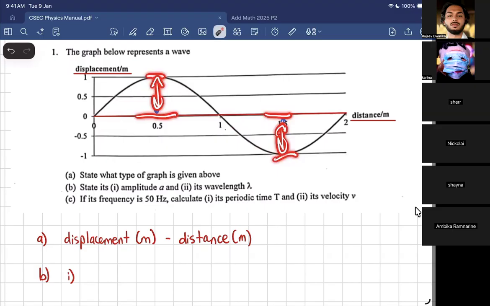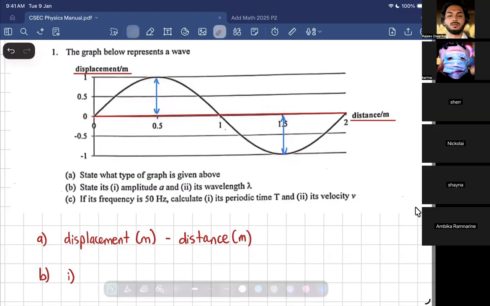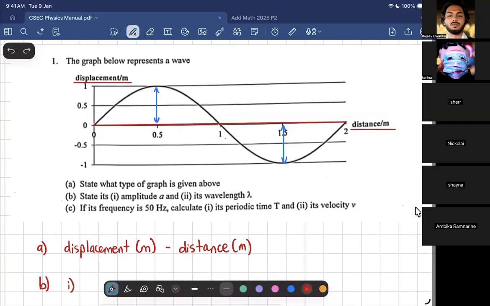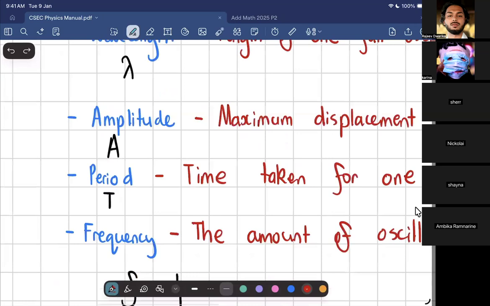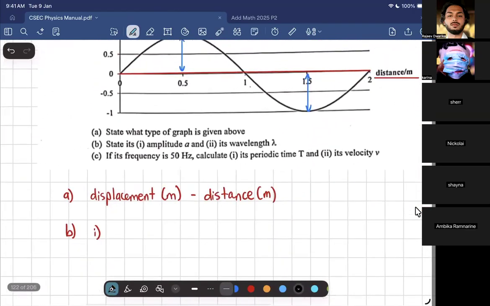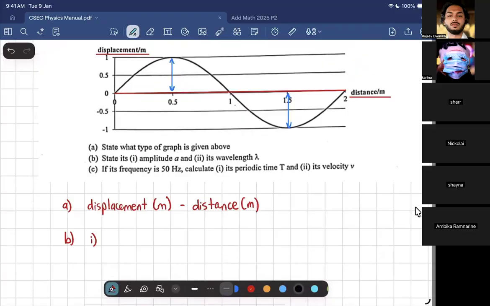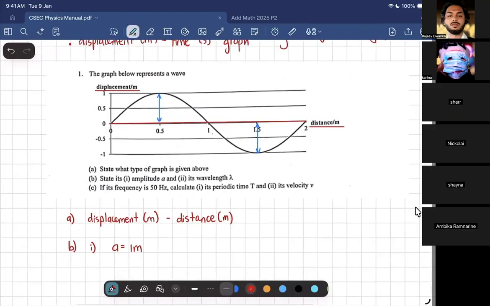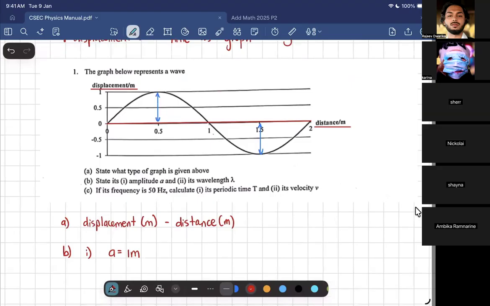See now, right? It's 1, 0 to 1. Let me know if you understand that. Right? So the amplitude, I'll make a little mistake here. Amplitude is supposed to be a common A. So make that change. So, Nikolai, the amplitude here is just simply going to be 1 meter. Let me know if you're okay with that.